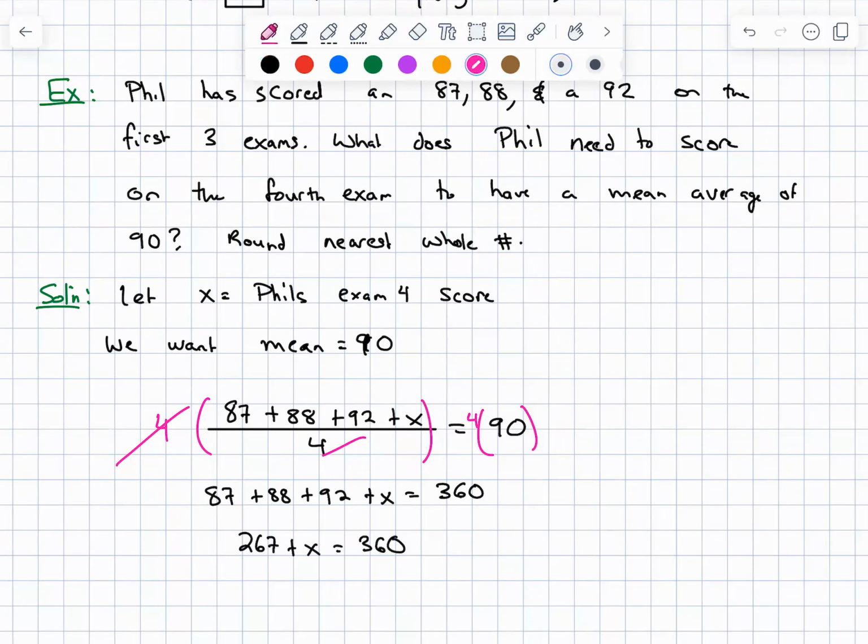And so in order to solve this, we need to isolate the x by itself. So we need to get rid of that 267. That's a positive 267, so we have to subtract 267 from both sides to cancel them out on the left and get that x is equal to 93. And since we defined what x is, we don't need to say that he needs to score 93. We can just say x equals 93.